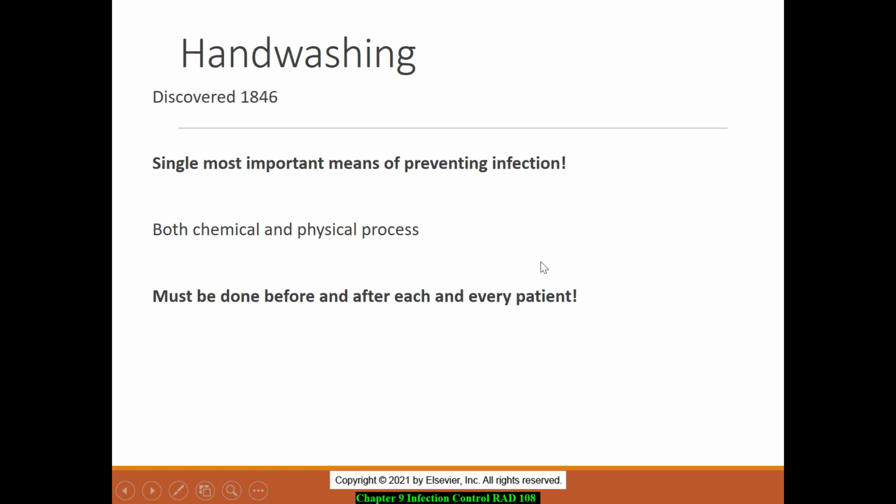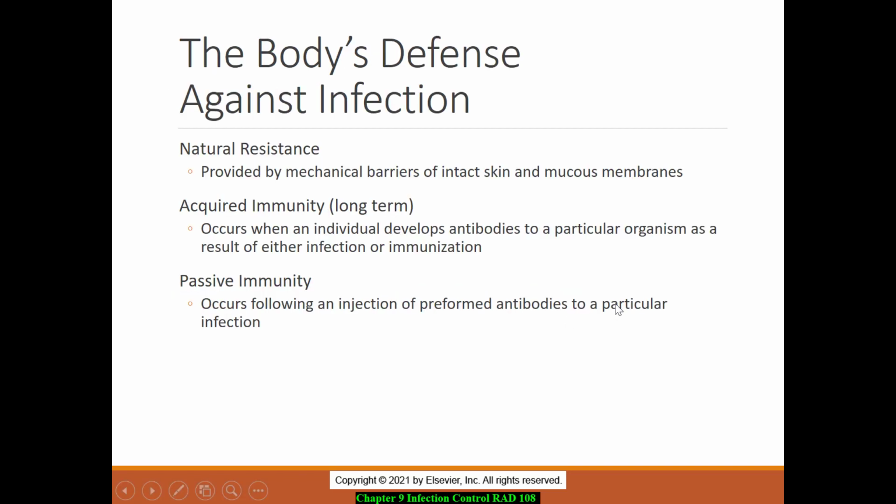Hand washing, again, is your most effective way to prevent getting infected. So hand washing should be done, and most of you learn to the song of the ABCs. Sing the ABCs in your head. So make sure you're properly washing your hands so that you have a defense against infection.